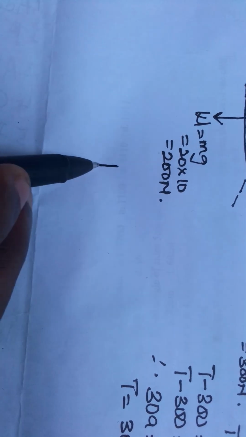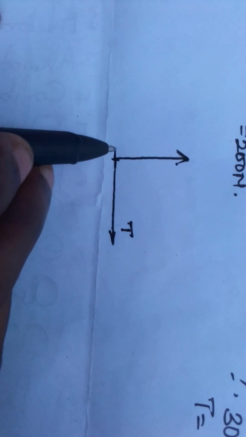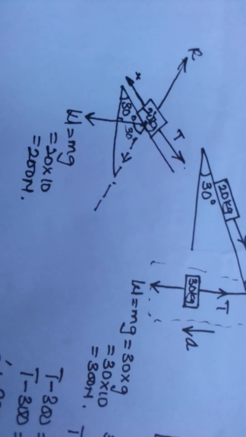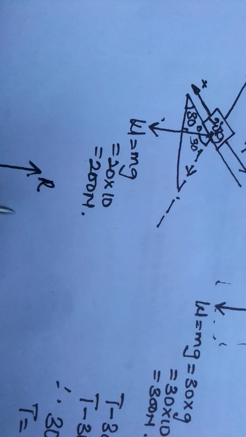So here we have this. This is the normal, which is R here. This is the tension on the inclined plane as T. Then this is another tension here, yet to obtain, so let's call this one X. This is the line I projected with this normal reaction R. Can you see now? This is W equals 200 Newton.